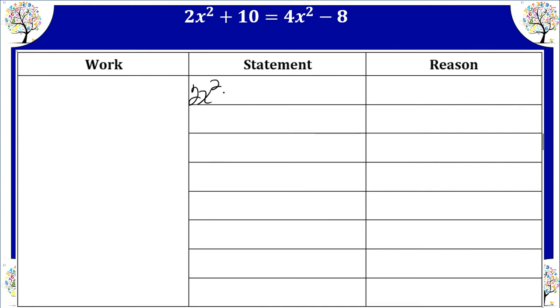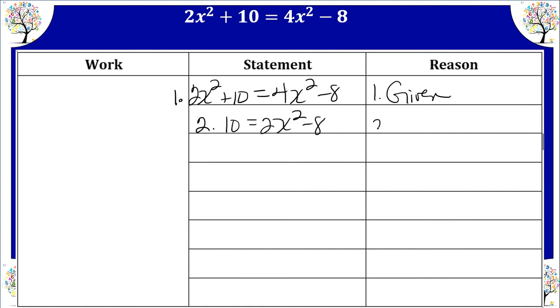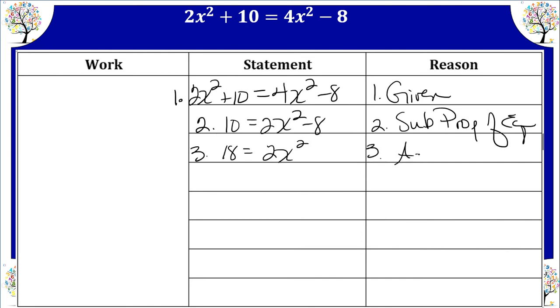Our next problem, the given, we put a number 1 for our statement number 1. And as you can see, we have variables on the left and the right. So I'm going to subtract out the smaller coefficient. So 2x squared, I'm going to subtract from both sides. So that was the subtraction property of equality. So now we have subtraction, multiplication, and squaring. So I'm going to undo the last thing. So I'm going to add 8 to both sides. So that was the addition property of equality.